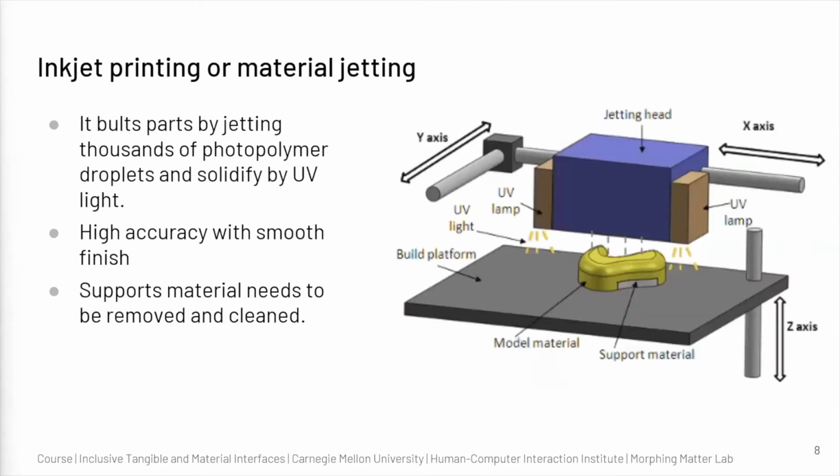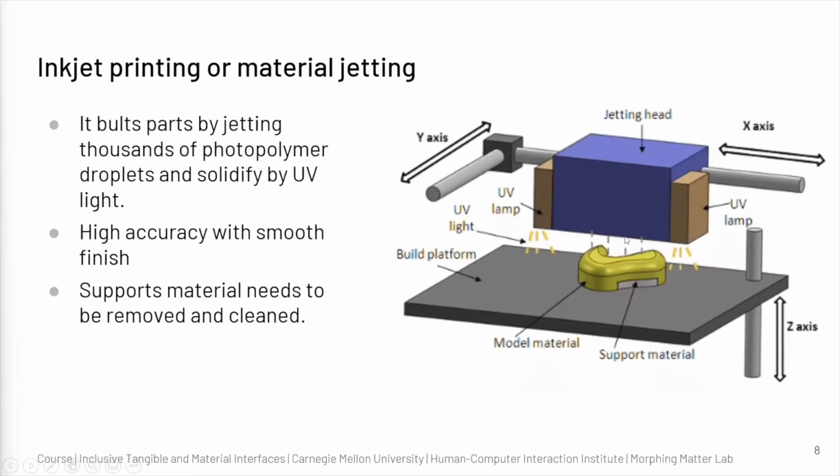The next one that I will be talking about is called inkjet printing or material jetting. This technique is the modified version of the inkjet printing that we use for paper printing. Generally, if you have a regular printer which prints black and white, you have only one inkjet head, whereas if you are printing with a color printer, you have three inkjet heads. Here they took advantage of that technology, and you have multiple jetting heads.